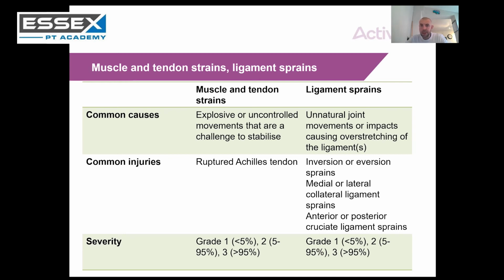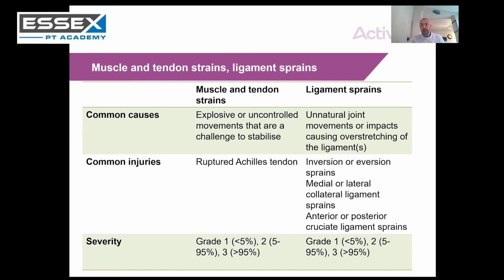Like I say, with the ligament sprain, you've got inversion or eversion sprains. So like I said, on the ankle, rolling. Okay, medial or lateral collateral ligaments. So that's the knee. That's the ligaments that go either side of the knee. Okay, they can get sprained, quite common for a medial collateral ligament, MCL, because of your knee getting bowed inwards like that.